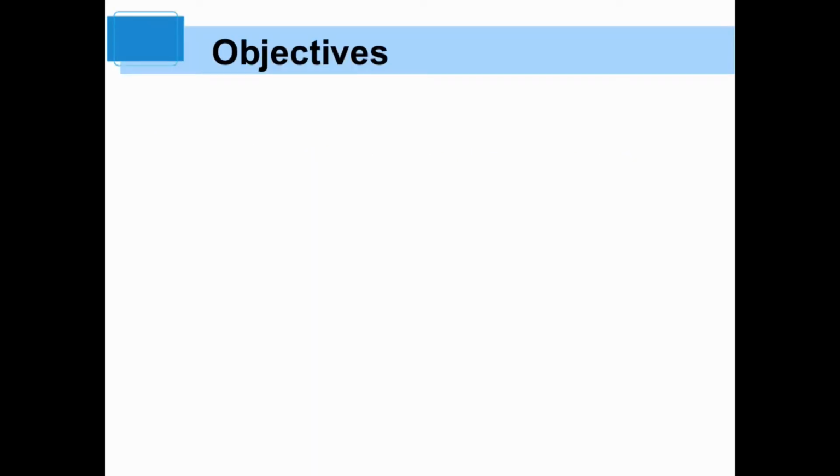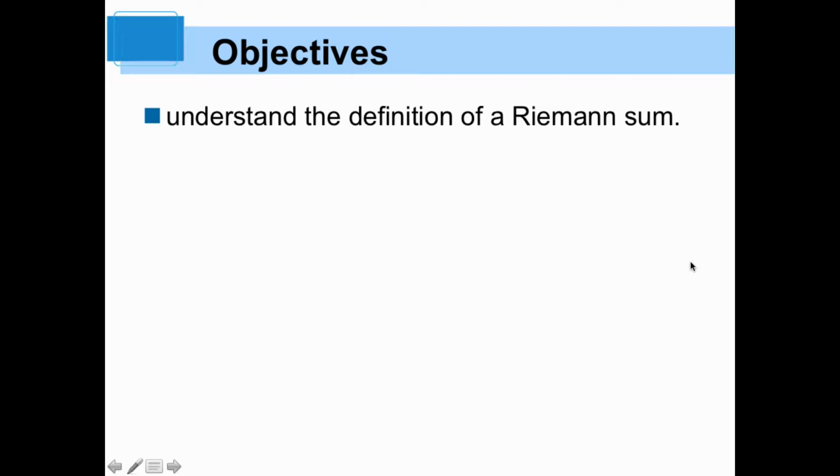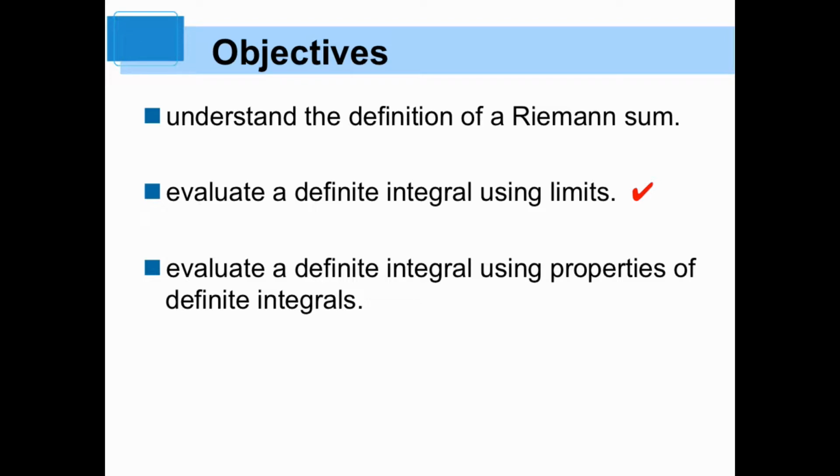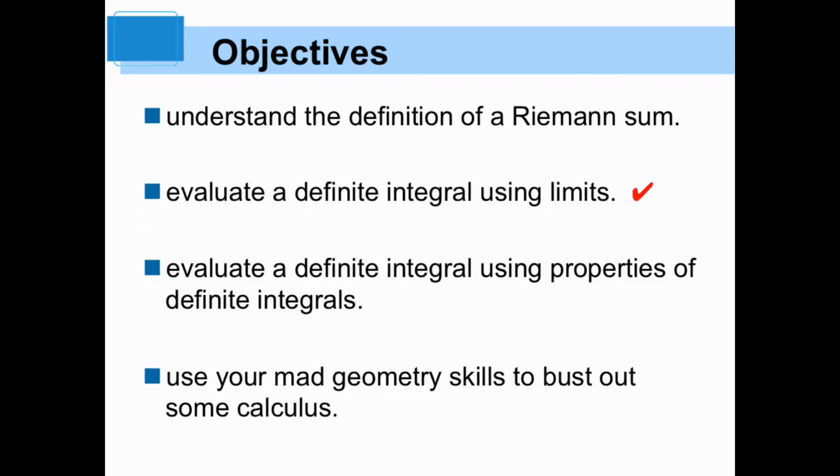The first thing is a little intimidating after we get past the objective. So we're going to talk about a Riemann sum. Riemann, famous mathematician, invented the Riemann sum. We're going to talk about what a definite integral is, because we've done indefinite integrals, so now we want to do definite integrals. And then we're going to talk about those definite integrals and some properties, which you'll already have a pretty firm grasp of. And then we're going to use some mad geometry skills to bust out some calculus.